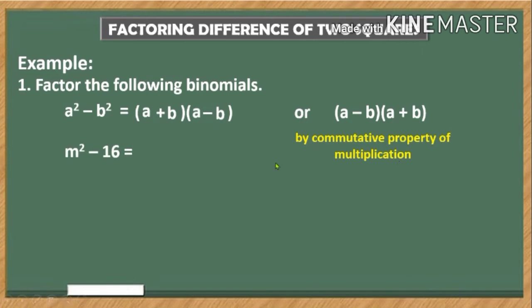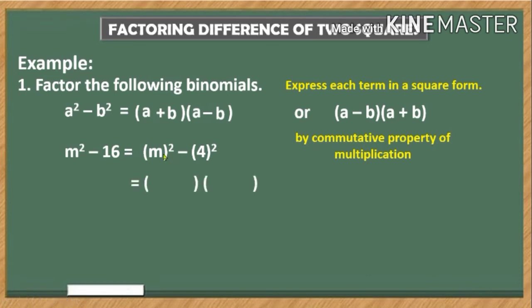And for our next example, we have here m squared minus 16. Take note, we need to express each term in a square form. M squared here is already in a square form, but 16 is not yet in a square form. So we express each term in a square form first for easier factoring. So we have here now the square of m and the square of 4. Why 4? Because when you multiply 4 by itself, the product is 16. Okay? So here, our base is m, and here our base is 4.